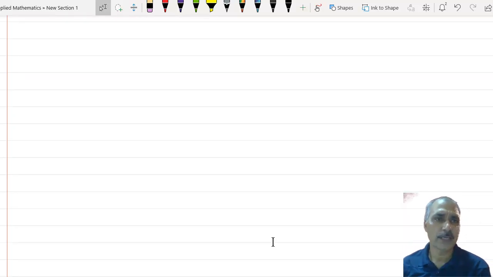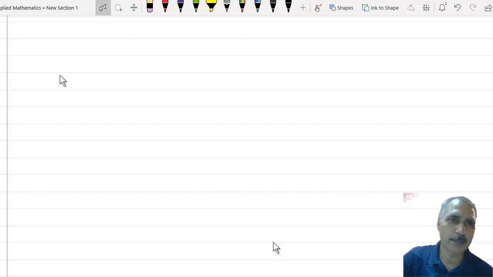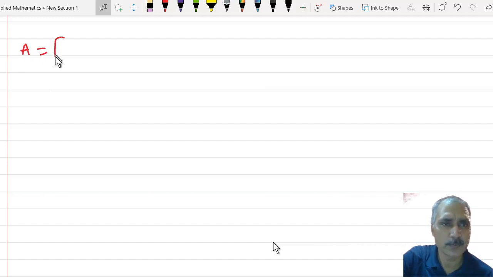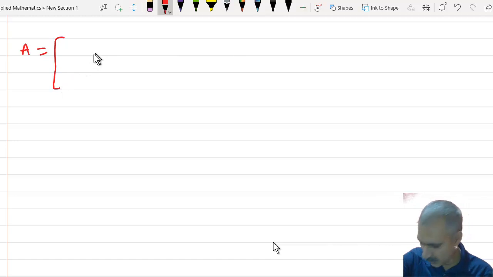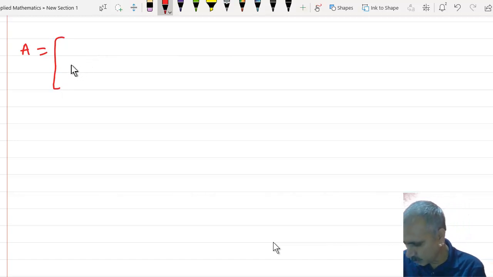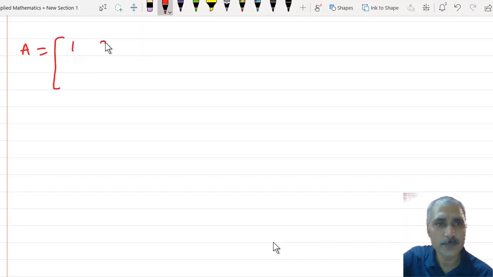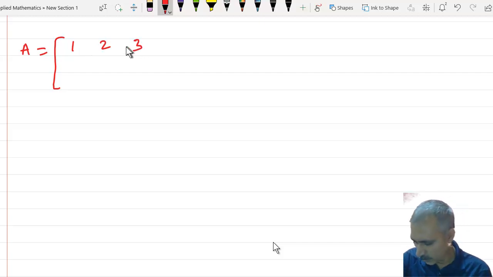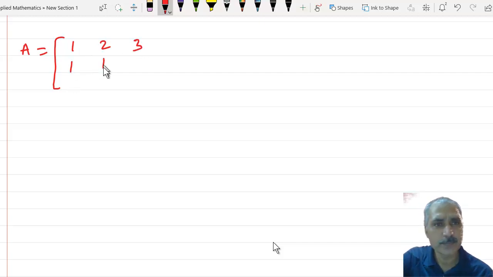Today we are going to find the inverse of the 3 by 3 matrix using the elementary row transformation method. Let us take an example of a 3 by 3 matrix. A equals, let us take the first row as 1, 2, 3, second row as 1, 1, 5, and third row as 2, 4, 7.